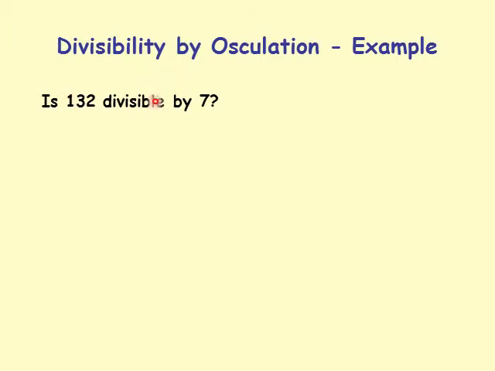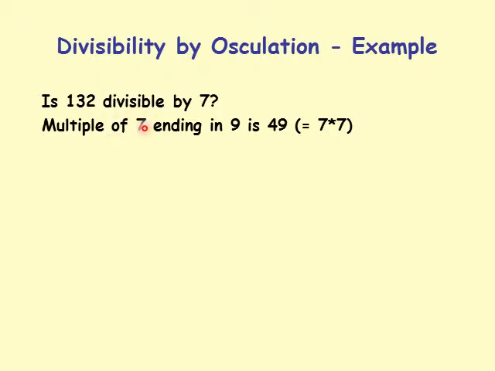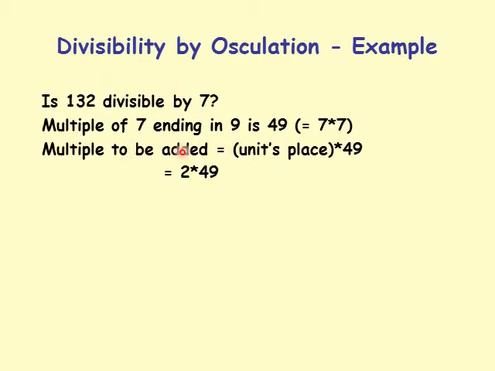Example we take is: is 132 divisible by 7? Let's continue here. First we have to find a multiple of 7 which ends in 9, and that multiple is 49, which is equal to 7 times 7, and 49 does end in 9. Then we will compute a multiple to be added, which is 49 times 2, which is 98. Okay, we're going to add 98.